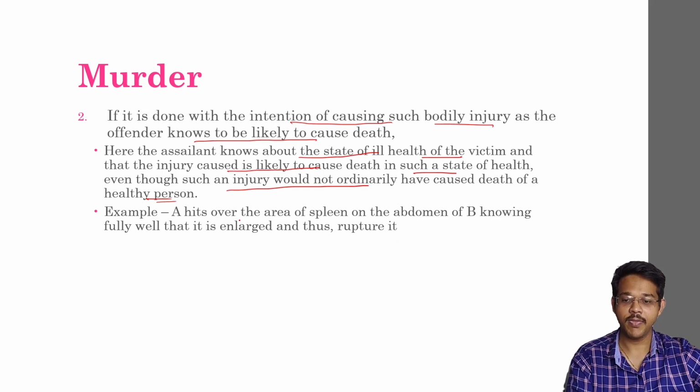For example, a subject A hits over the area of the spleen on the abdomen of B. In a normal person, if someone hits on the abdomen, the person will not die. But in this example, person B had an enlarged spleen, which is likely to get ruptured, and the person may die because of hemorrhagic shock. So the person knew that he had an enlarged spleen, and even knowing that it may get ruptured, he hit it, then it becomes a murder.